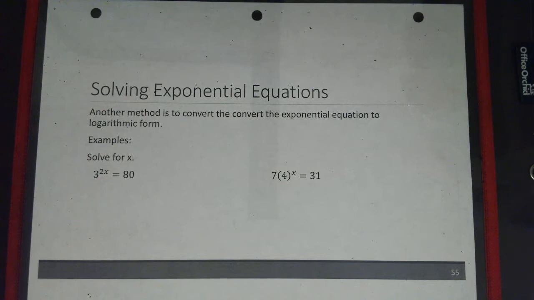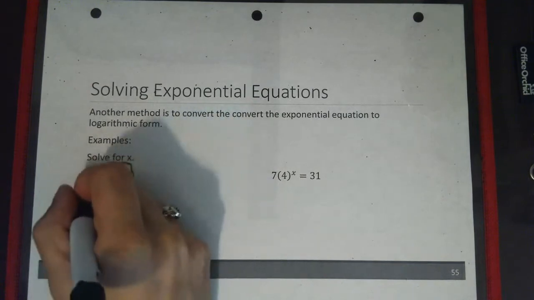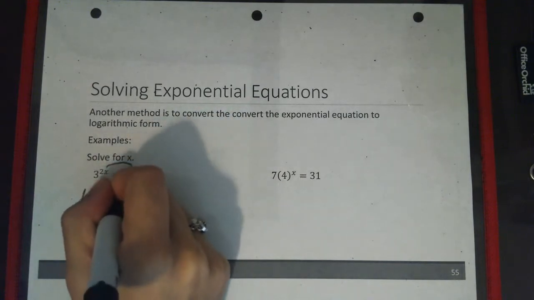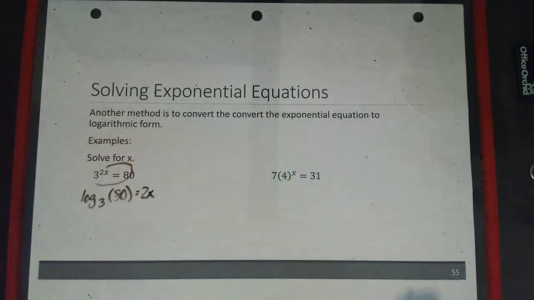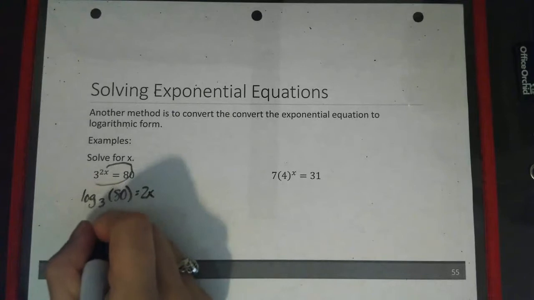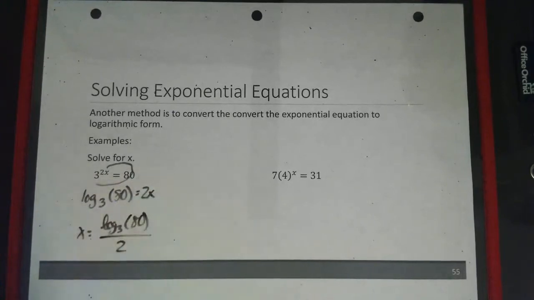So first up, I have 3 raised to the 2x power is equal to 80. This is one of those examples where I can't think of a way to write 80 as base 3 raised to some power. So let's try putting this in logarithmic form. If I think of it as a snail, then I will have log base 3 of 80 is equal to 2x. I just need to divide by 2. X is equal to log base 3 of 80 divided by 2. That is a perfectly acceptable answer.